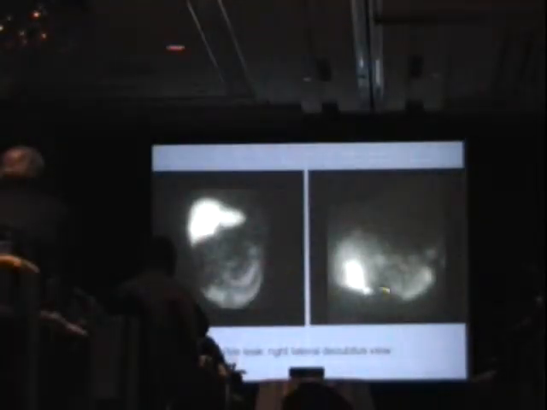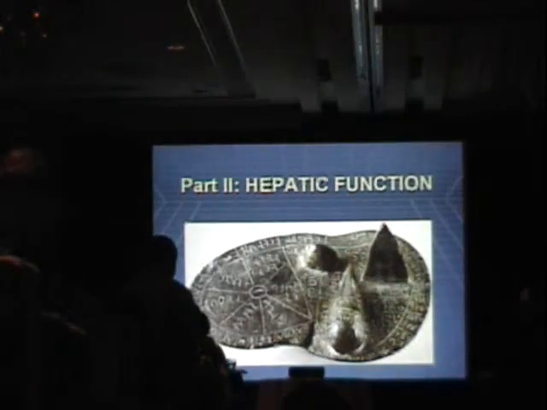This is another patient. And we put this patient in decubitus view, and you can see that this activity here all moved down here like that. So it will shift around.